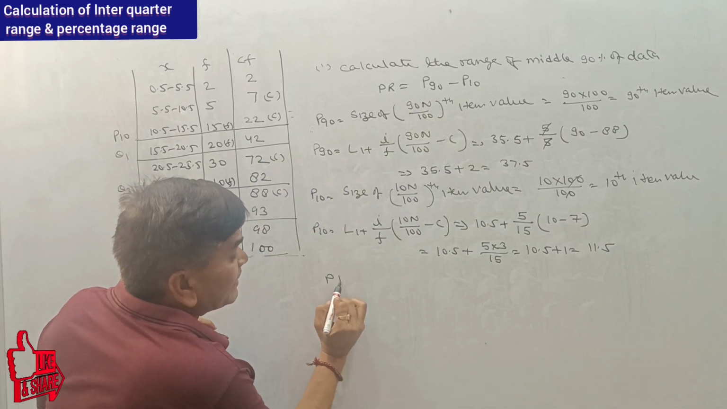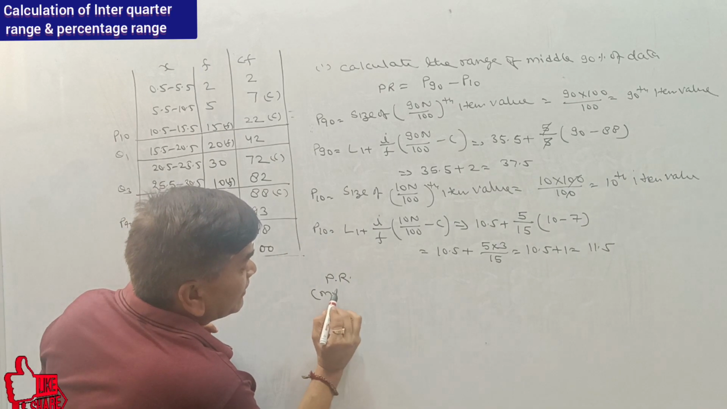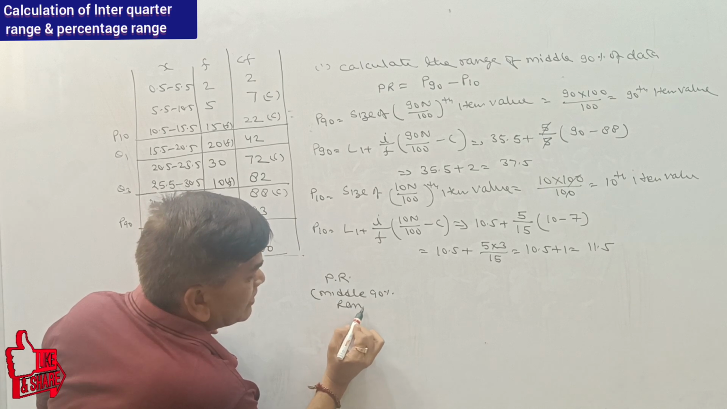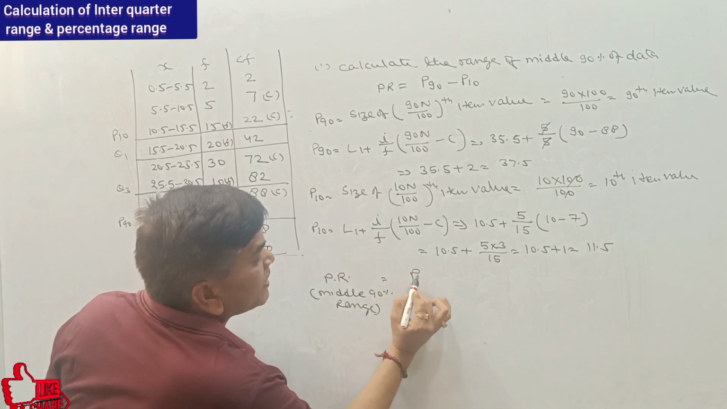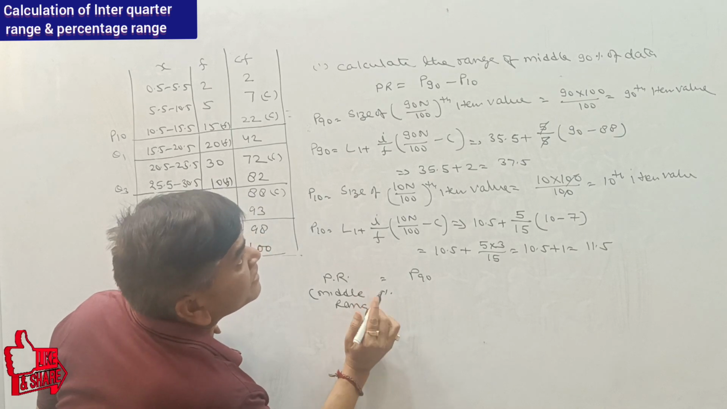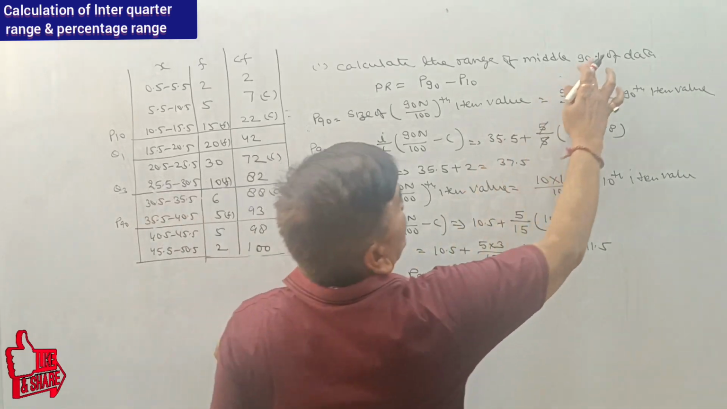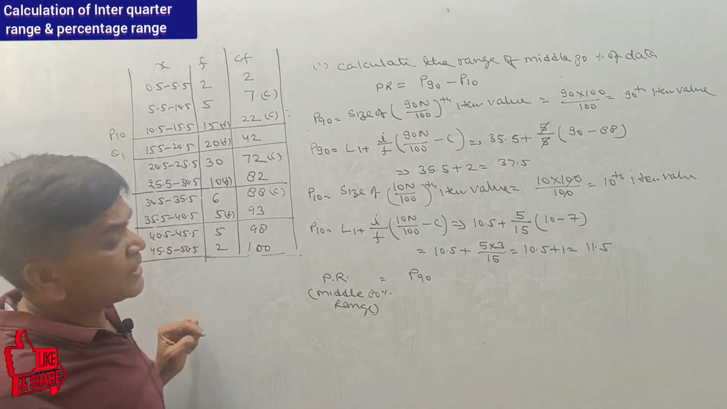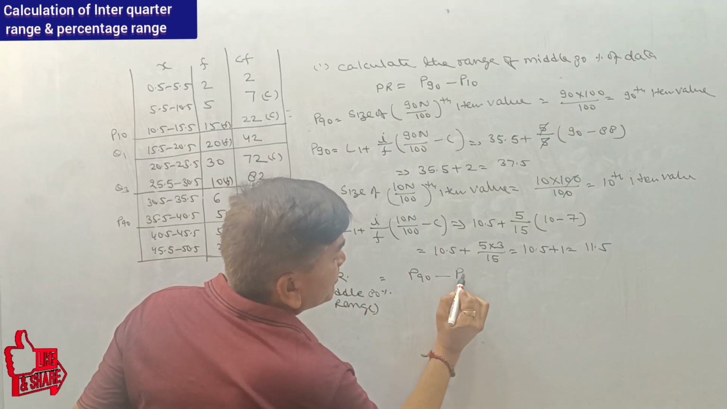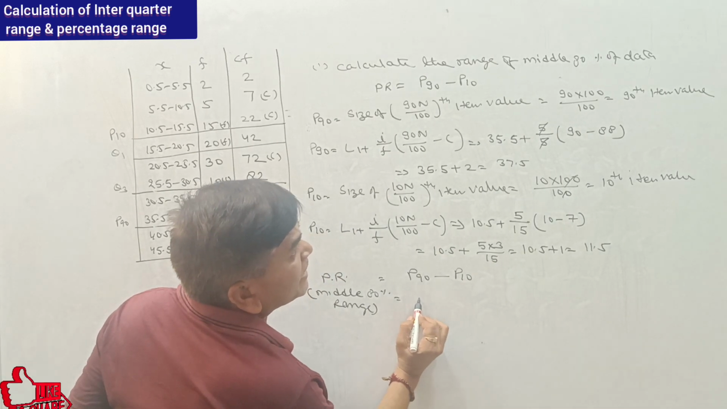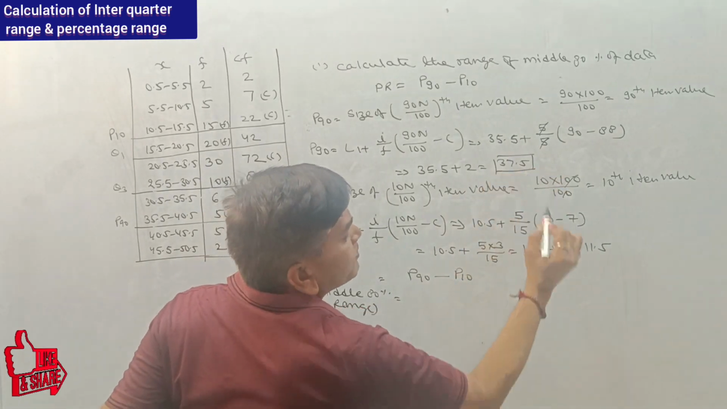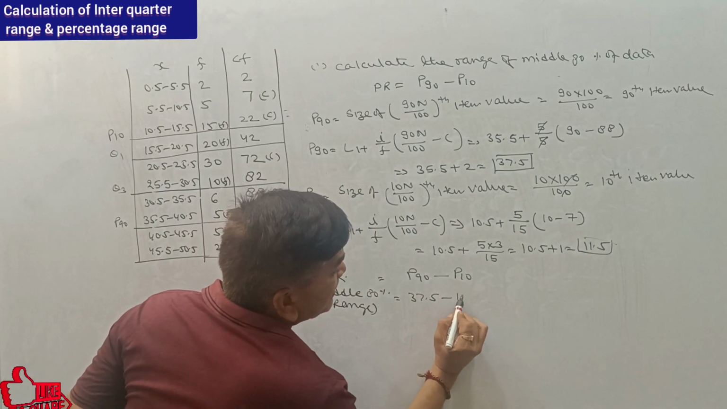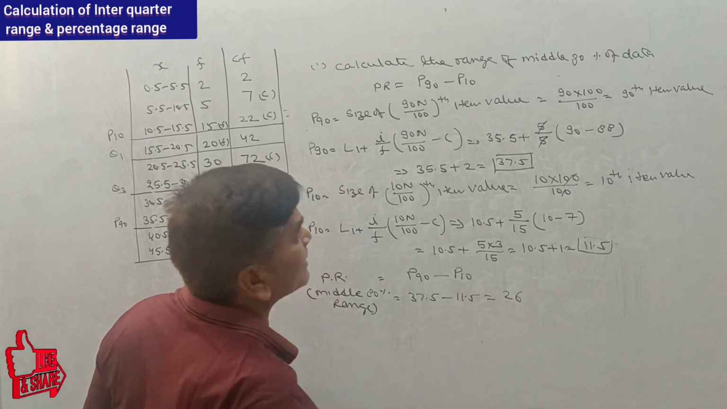For getting the percentile range, the middle 90% range, we have P90, 80%, not 90%, we have done wrong here, it is the middle 80% of the data. So for the 80% data, P90 minus P10. The value of P90 is 37.5 and this is 11.5. So 37.5 minus 11.5, that is 26.